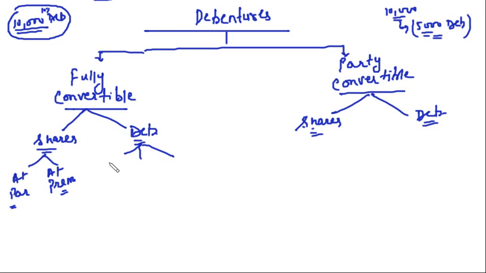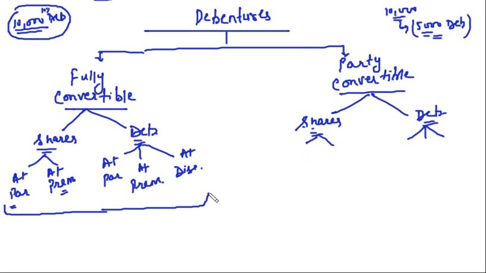And talking of debentures, it can be at par, at premium, or at discount. Right? The same provisions are here. Shares can be issued either at par or at premium. Debentures can be issued either at par or at premium or at discount. Right? So we have to do the accounting treatment of these things.